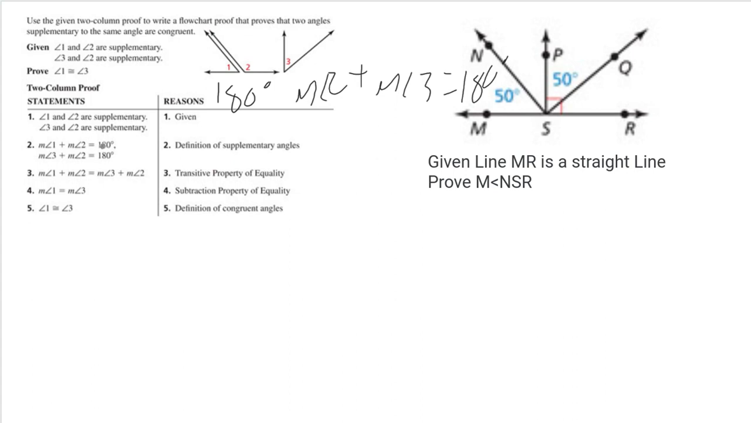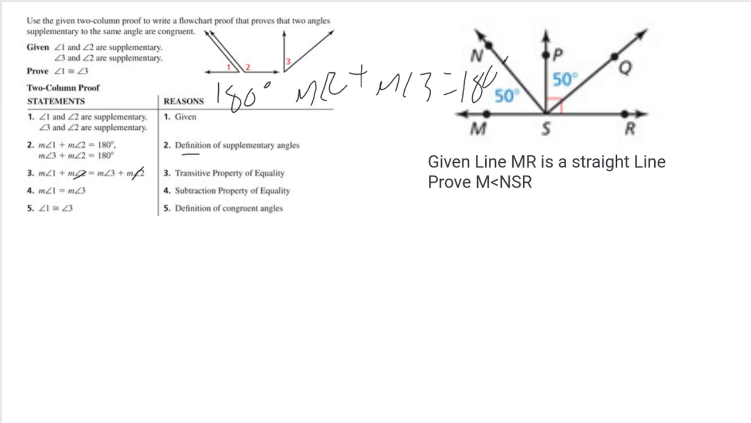Measure of angle 1 plus measure of angle 2 is 180. Measure of angle 3 and measure of angle 2 are 180, which makes them supplementary by definition, which means that 1 and 2 are equal to 3 and 2 because they both equal 180 due to our transitive property. Due to subtraction, I can subtract the measure of angle 2 from both sides and be left with the measure of angle 1 is the measure of angle 3, which then gives us that angle 1 is congruent with angle 3 due to our definition of congruent.